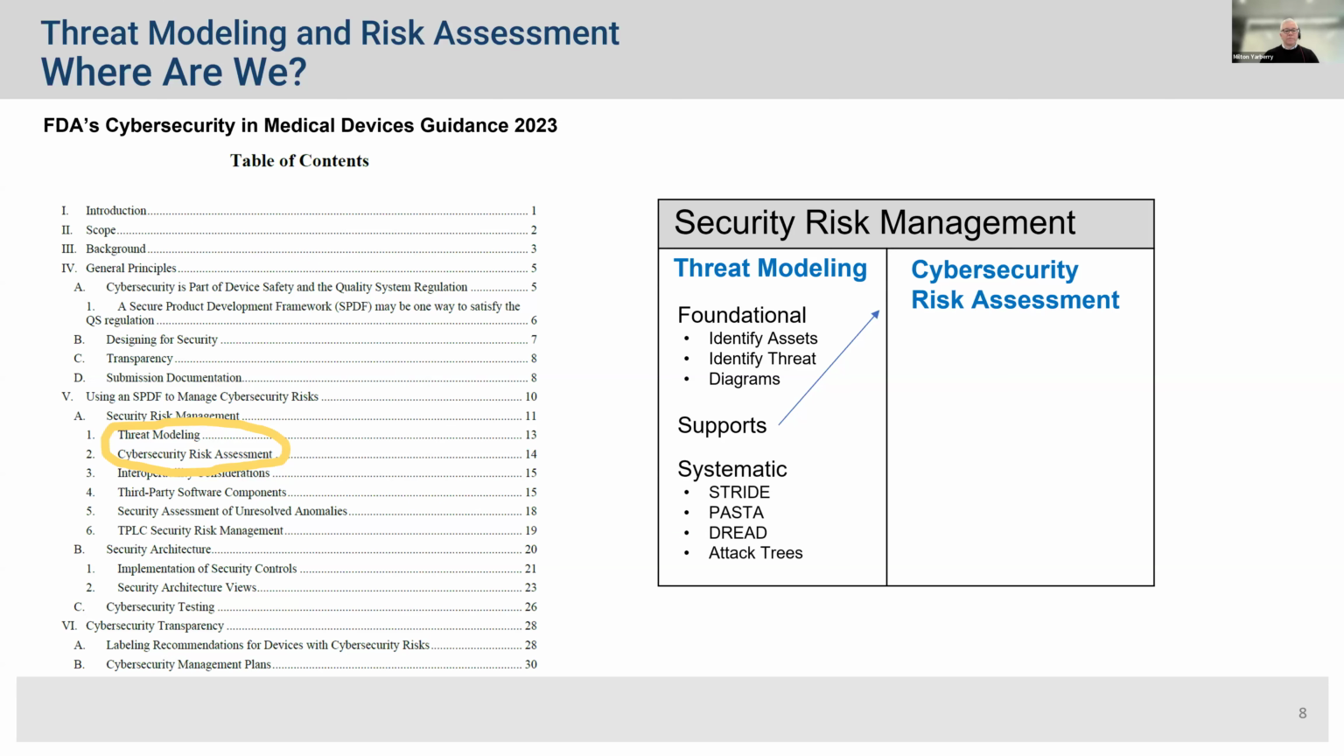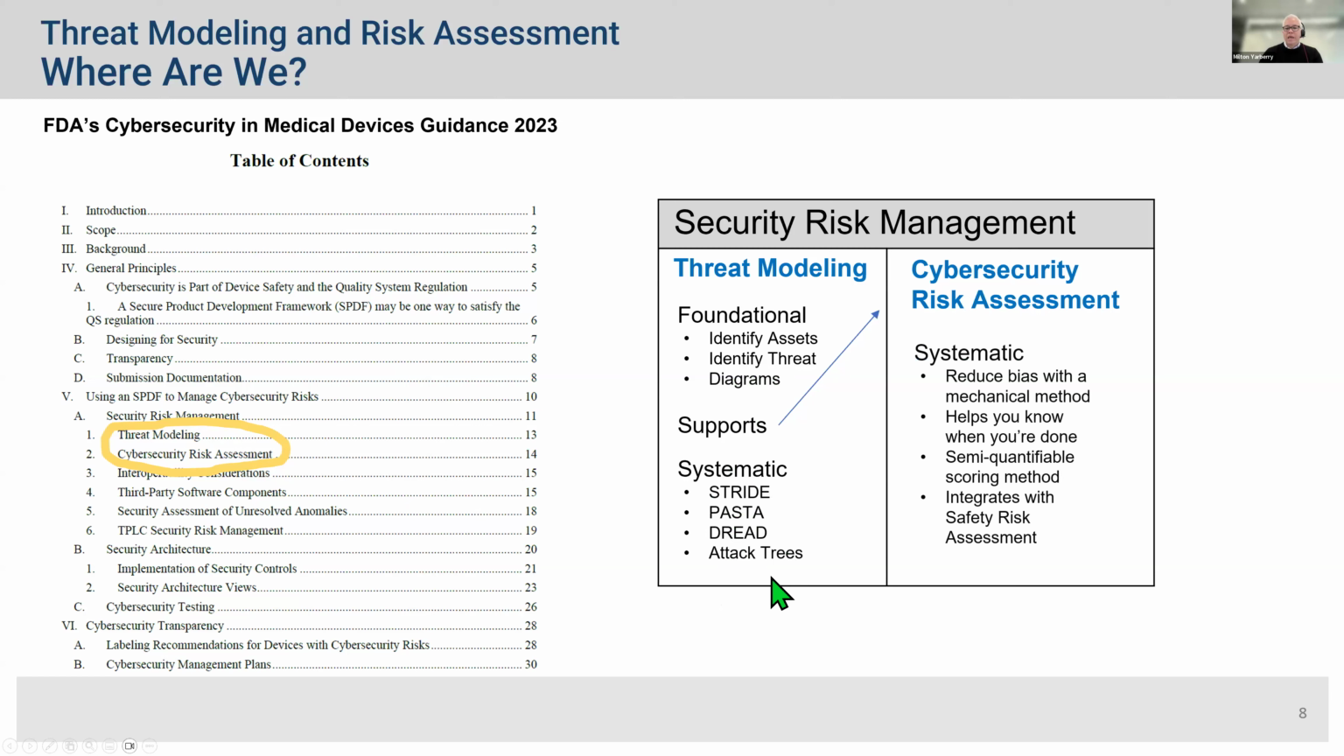It's a systematic process, and the one that we'll be showing today, I believe everything is STRIDE-based, but there are other ones out there as well: PASTA, DREAD, attack trees. It's systematic in that it reduces bias by giving you a mechanical method to do the analysis. And by being a finite process, it really helps you know when you're done. It's semi-quantifiable in terms of the scoring methods, and it integrates well with the safety risk assessment, which is where this originated from, the product risk assessment.